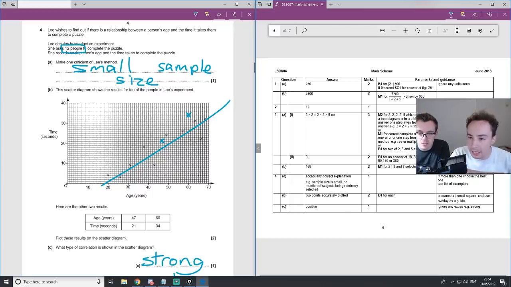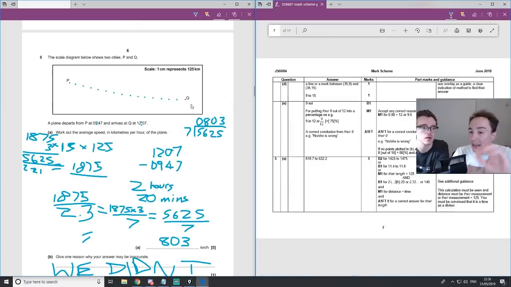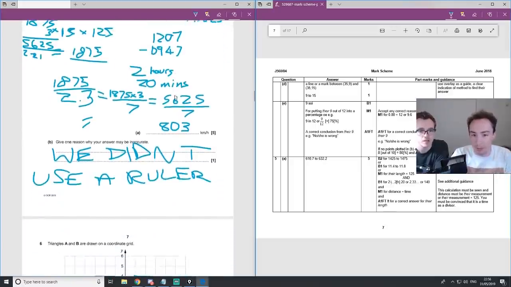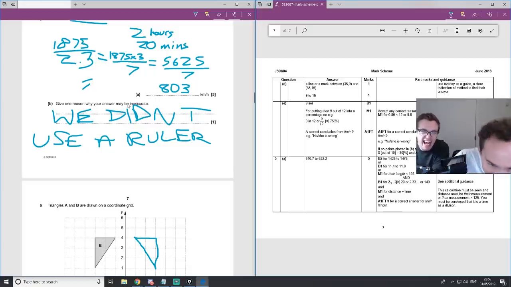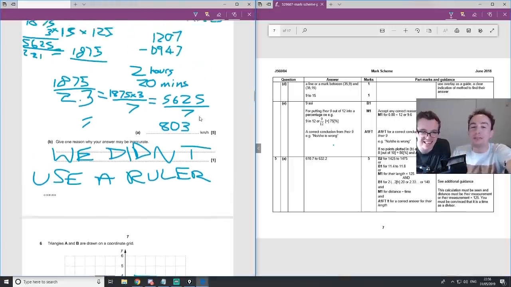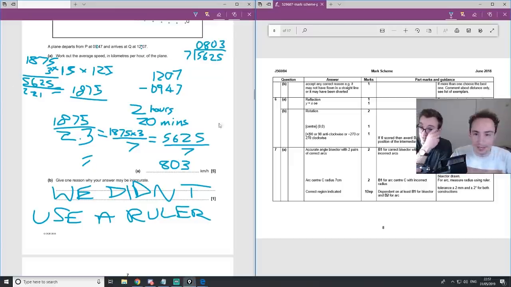Accept any correct explanation, e.g. sample size is small. Nailed it. Nailed that one. If that had actually been 18.1875, we would have got it correct. And therefore, we're perfect at this point. What reason why your answer might be inaccurate? All right, wait there. We are one mark down at the moment.